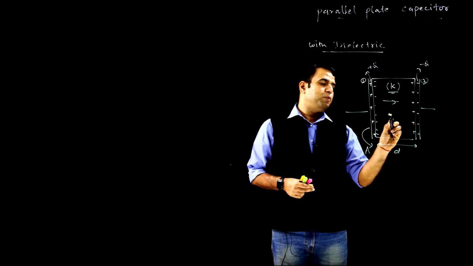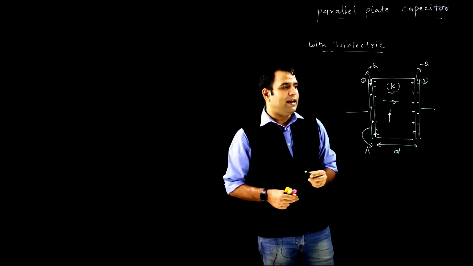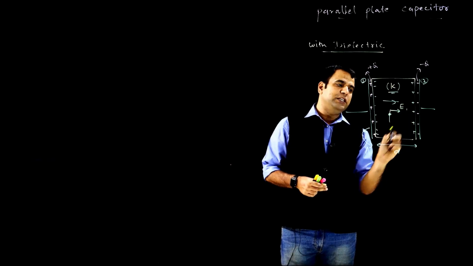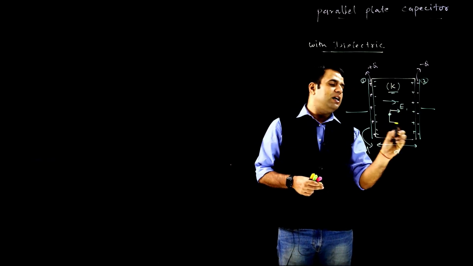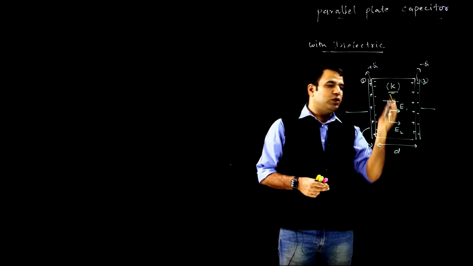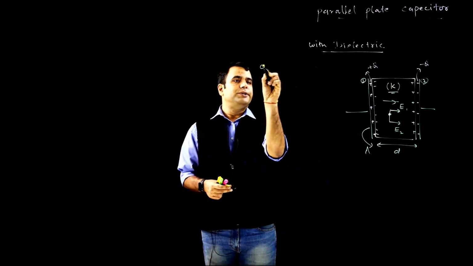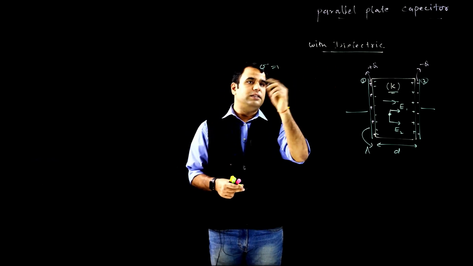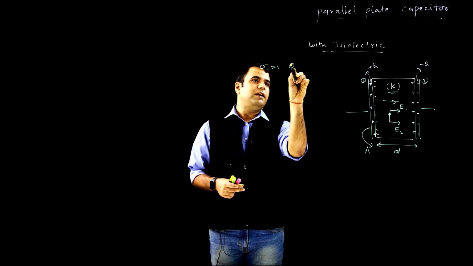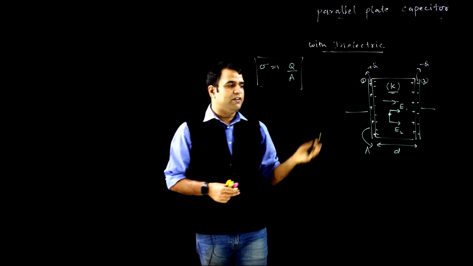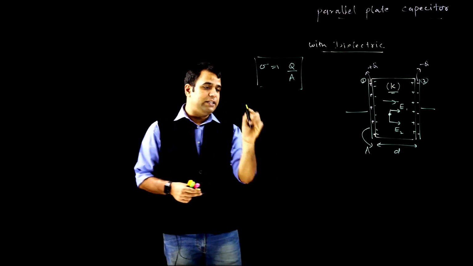So at any general point, if I want to calculate the electric field due to the positive charge, it will be away from the positive charge, and due to the negative charge, it will be towards the negative charge. So both are in the same direction. Okay. So sigma, the surface charge density for the plate, will be Q by A. And we have the formula to calculate E1 as well as E2.